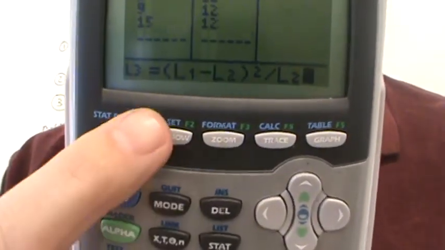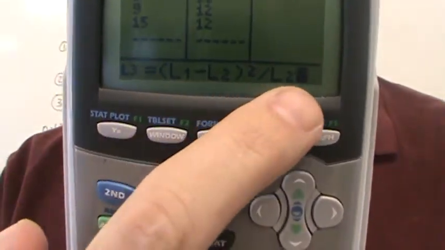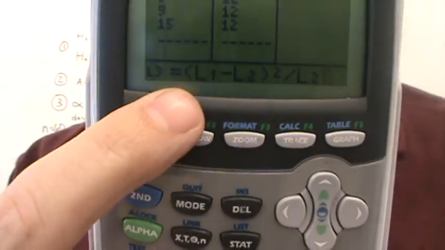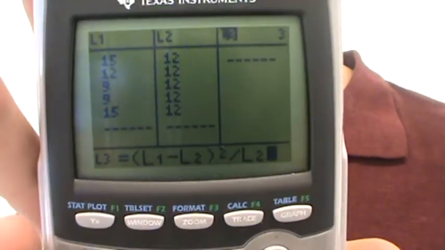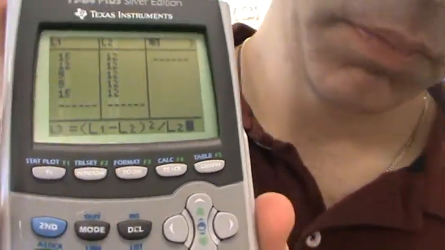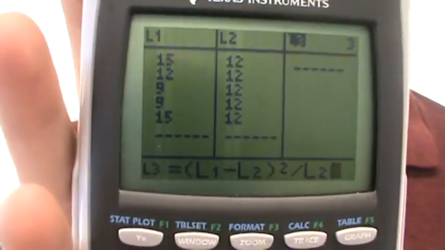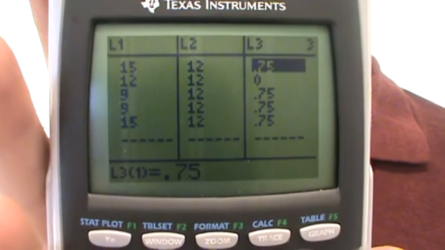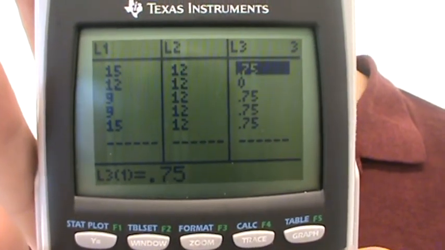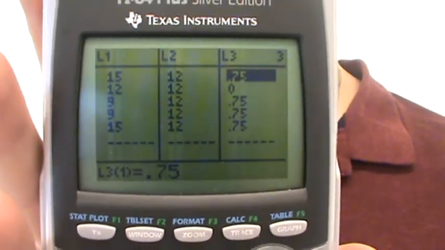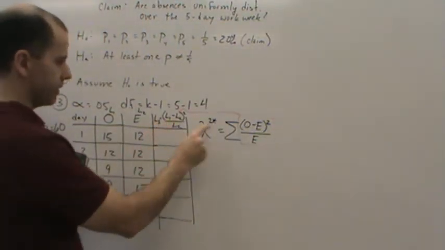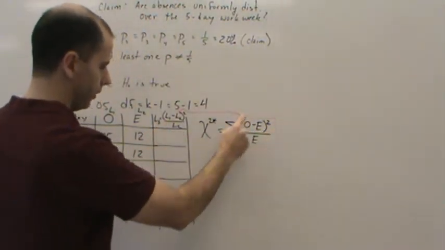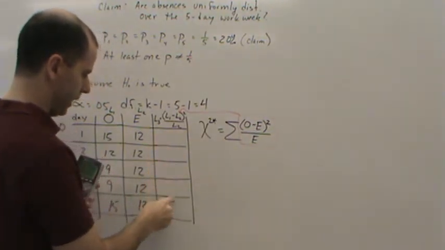So right here, I have the formula. Okay? So now all I'm going to do is hit enter and watch what happens in this column when I hit enter. There are all of the values for the formula. Okay, so now what I just did was I calculated this formula for each of the categories.